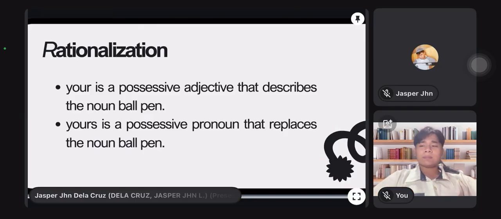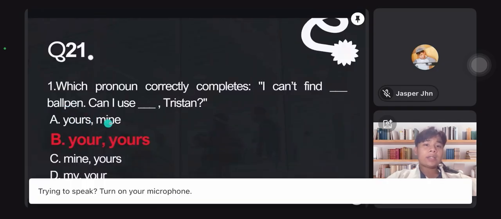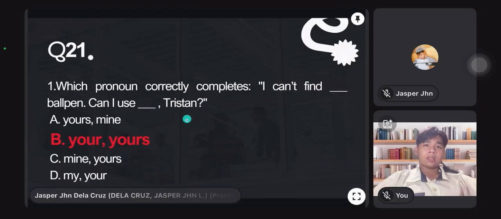So why are the other options incorrect? Letter A, mine does not match the owner being addressed, which is Tristan. Then letter C, mine and yours. Mine cannot describe the ballpen, right? And letter D, my, your. Of course, it needs to be yours, as your cannot stand alone.